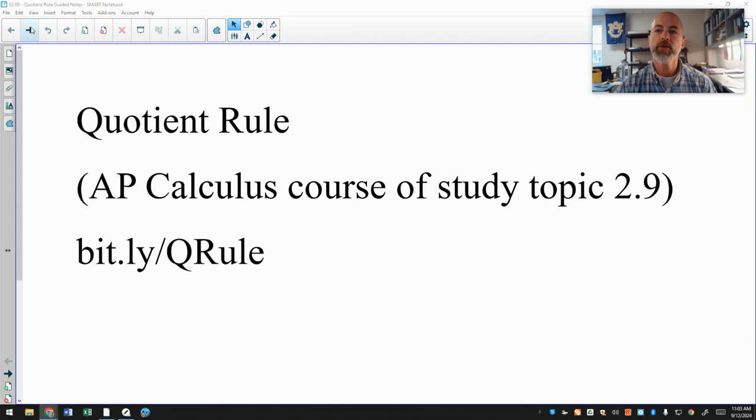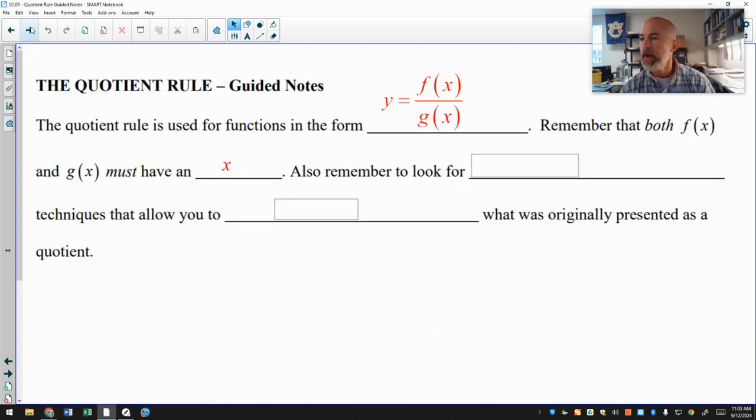So let's go on and look at the quotient rule. And I am assuming you already know the product rule. That is typically taught before the quotient rule. So if you don't know the product rule, you may want to watch a lesson on that first.